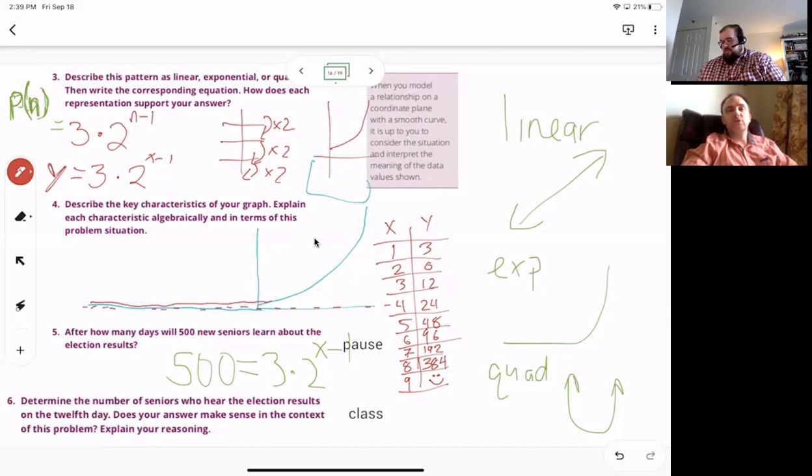Mr. Carlson, you drew a smiley face. I did, because I know that if I double 384, that's going to be more than 500. Oh, so that's the smiley face. So our answer for that would be on the 9th day.